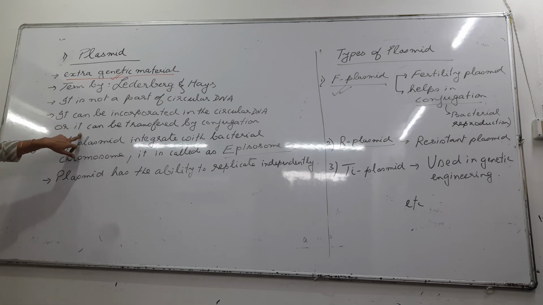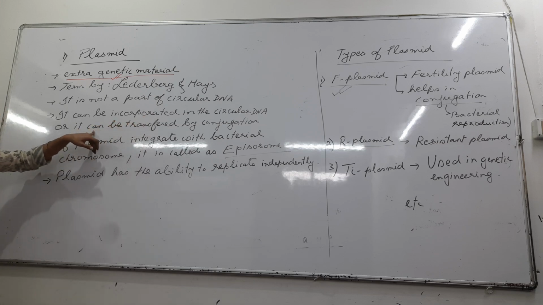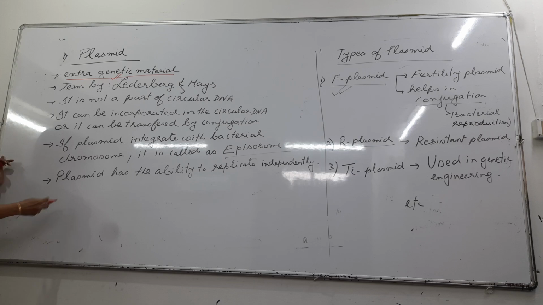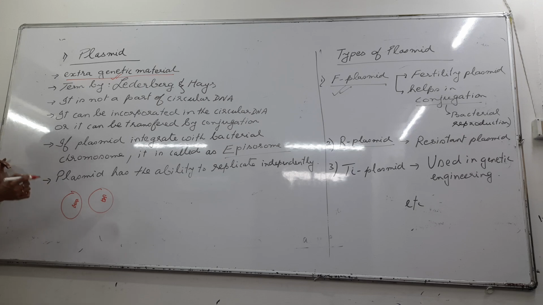Okay, coming to this part, plasmid can be incorporated in the circular DNA or it can be transferred by conjugation. Means what? We are talking about two bacteria. Bacteria pisot ami pohim, right? Etu bacteria tar nijor genetic material ase, etu tar nijor circular genetic material ase. Yate eta plasmid ase, yate nai, right?